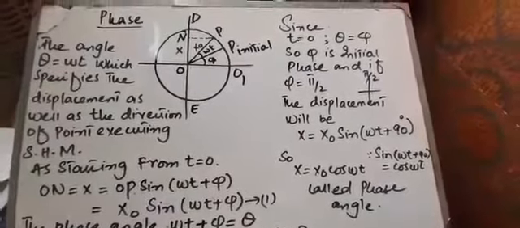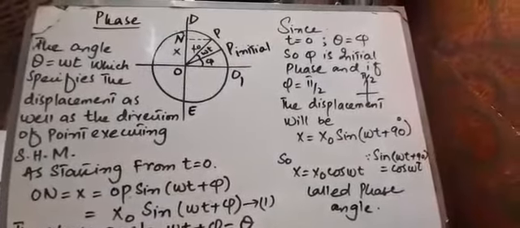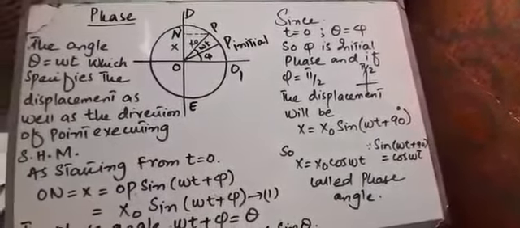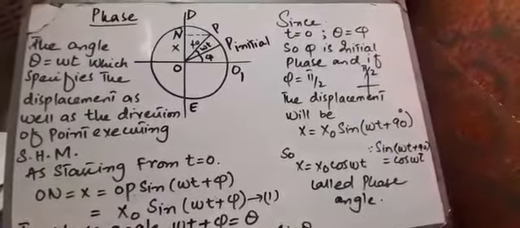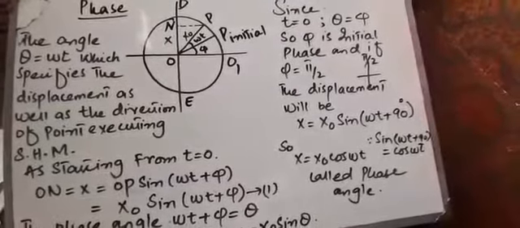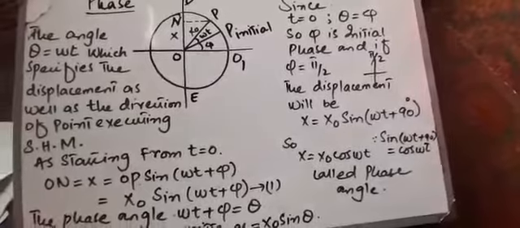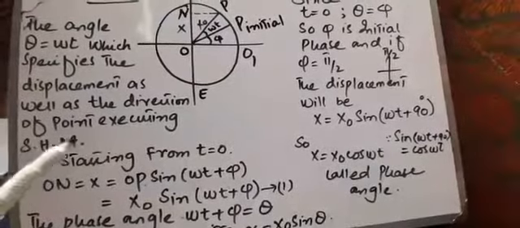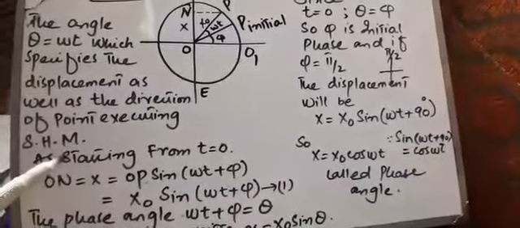Assalamualaikum students. The next topic of our discussion is the phase. As you have seen on the board, phase is basically the angle theta equal to omega t, which specifies the displacement as well as the direction of a point executing simple harmonic motion.